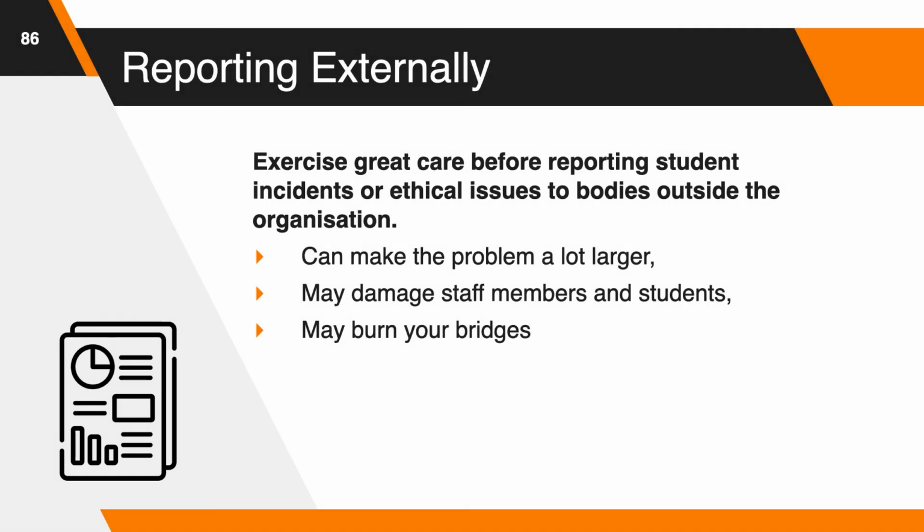I just want to talk briefly about reporting externally, so reporting outside your organisation. There's no assessment questions on this, but I think it's an important thing to talk about. We should exercise great care before reporting student incidents or ethical issues to any bodies outside the organisation. So that could be to a newspaper, it could be to a media source, it could be to an ombudsman or somebody like that. If we do this, it can make the problem a lot larger.